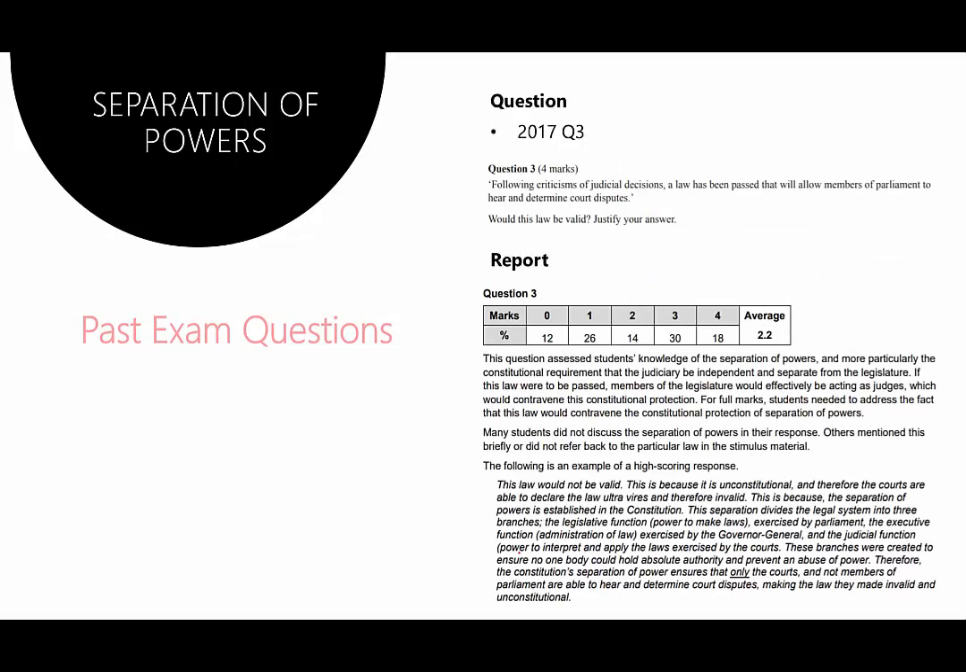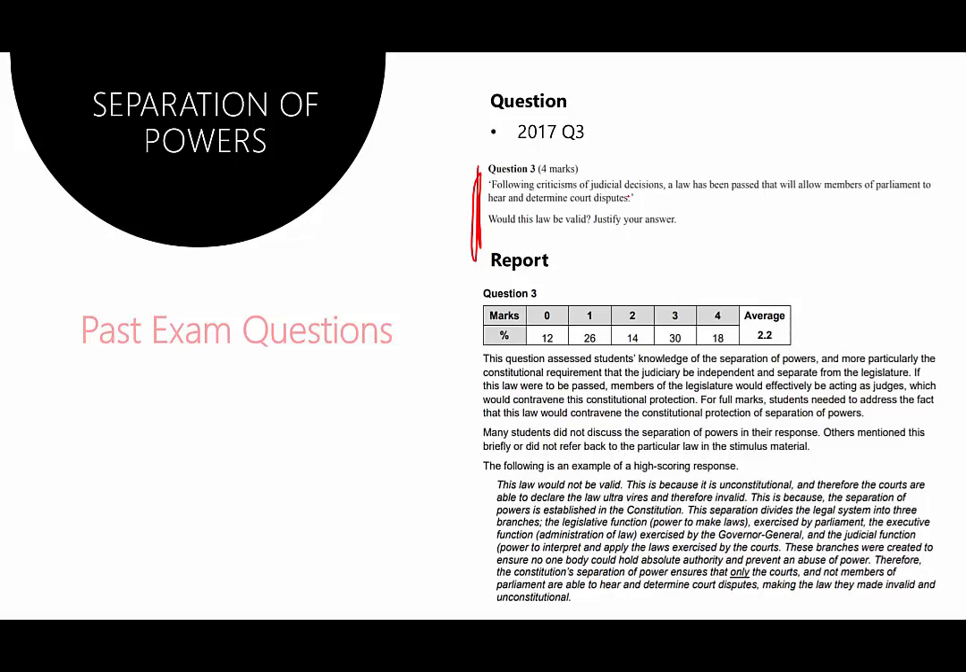There's not a past exam question really from the current set of exams that really address this. So I just went back to 2017 and found this question. Following criticisms of judicial decisions, a law has been passed that will allow members of Parliament to hear and determine court disputes. Would this law be valid? Justify your answer.